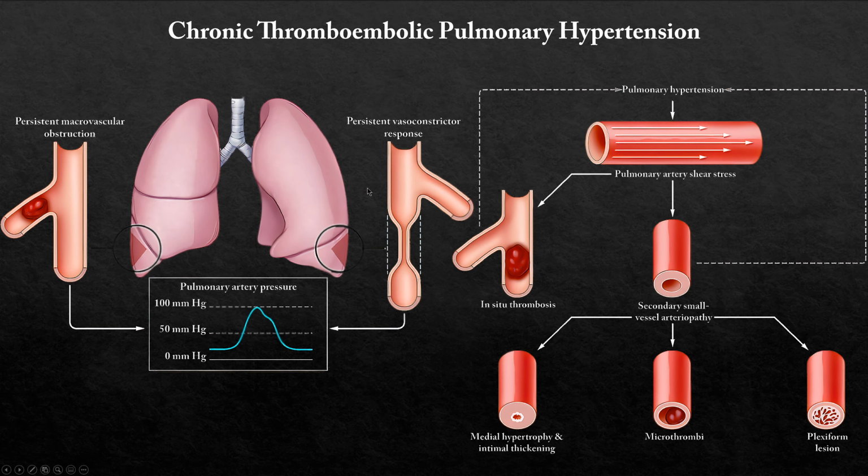All right. Now, pulmonary hypertension can lead to secondary vessel arteriopathies. All right. As you can see here, it can lead to wall intimal thickening and hypertrophy. It can lead to microthrombi due to the vasoconstriction and the small diameter vessels, and to other pathologies as well.